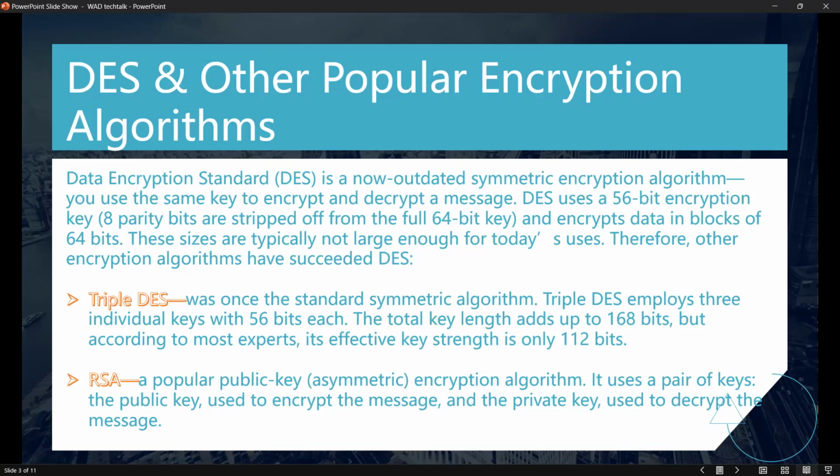Triple DES was once the standard symmetric algorithm. Triple DES employs three individual keys with 56 bits each. The total key length adds up to 168 bits, but according to most experts, its effective key strength is only 112 bits. RSA, a popular public key, asymmetric encryption algorithm. It uses a pair of keys, the public key used to encrypt the message and the private key used to decrypt the message.